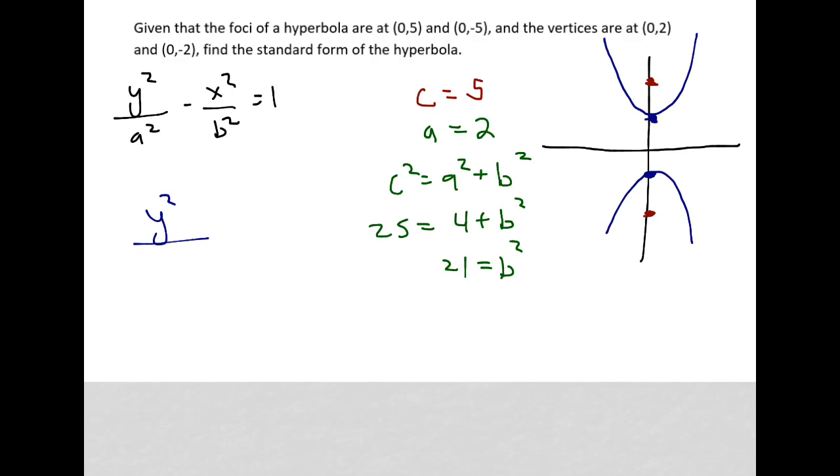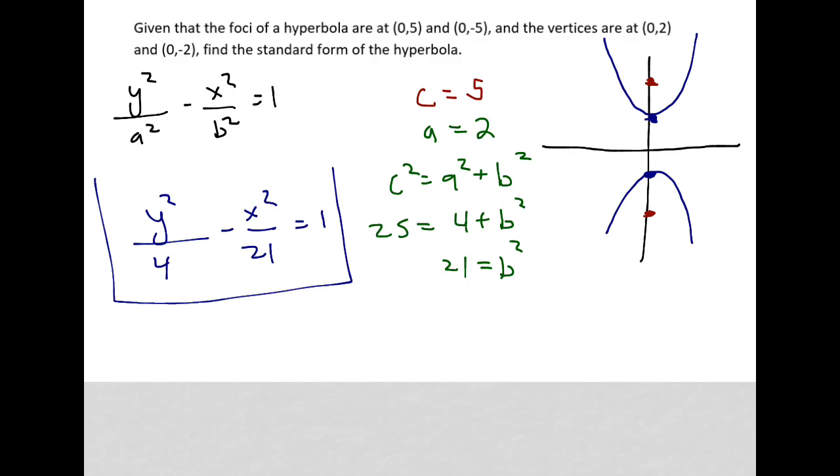So what's our final answer? It's going to be y squared over 4 minus x squared over 21 is equal to 1. And that is going to be the equation of this hyperbola with these particular characteristics.